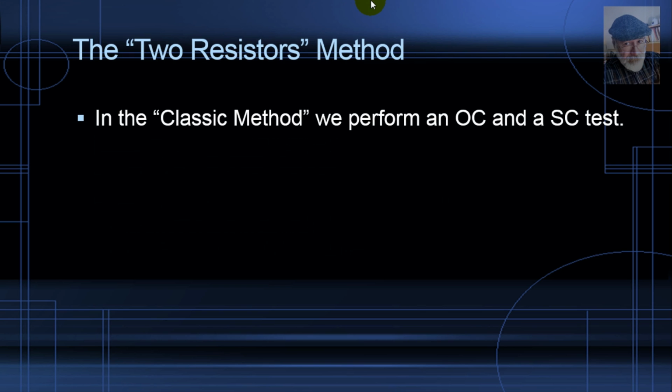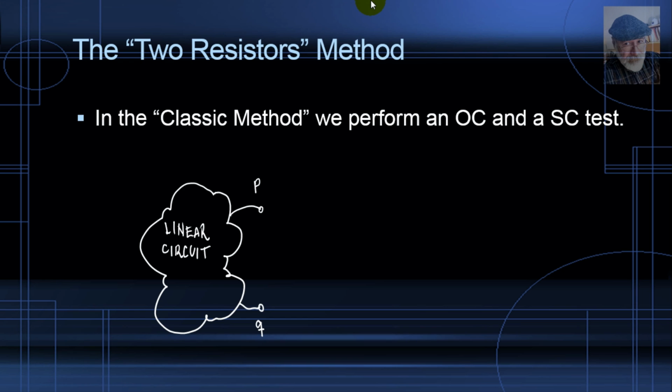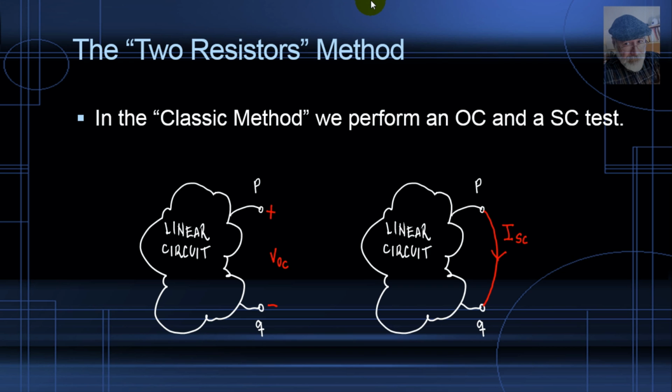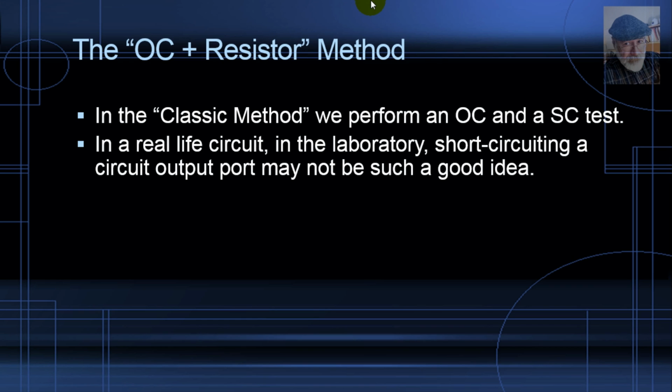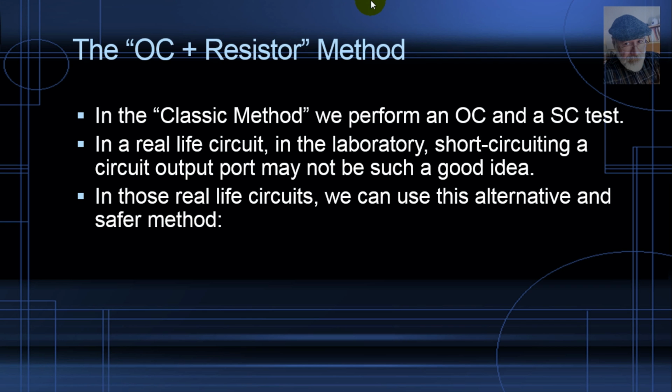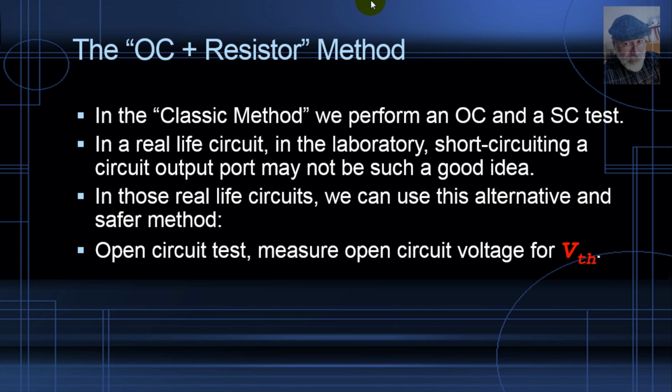In the classic method, we perform the open circuit test and the short circuit test. We take the circuit and at the port we compute using M&A, or in the laboratory we measure with a voltmeter, what is the open circuit voltage VOC. Next, we short circuit the port and determine the value of the short circuit current ISC. In a real-life circuit, as I said, short-circuiting a circuit port may not be a great idea. In those real-life circuits, we can use this alternative and safer method.